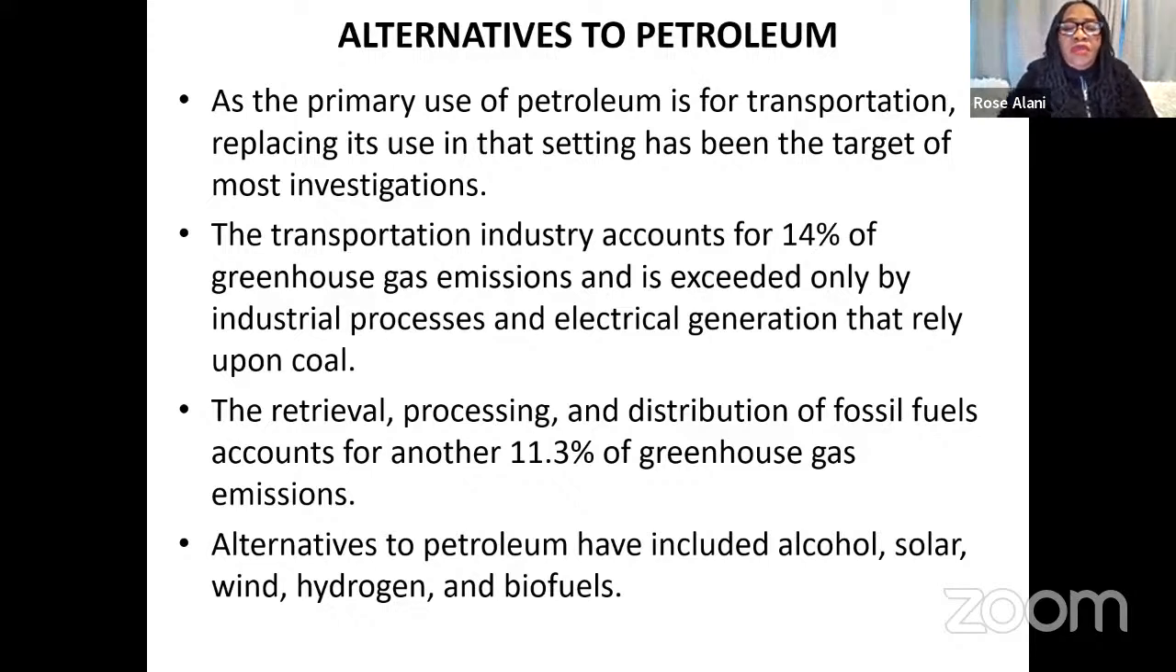The retrieval, processing, and distribution of fossil fuels account for another 11.3% of greenhouse gas emissions. So there's a need for alternatives to petroleum, and these alternatives include alcohol, solar, wind, hydrogen, and biofuels.